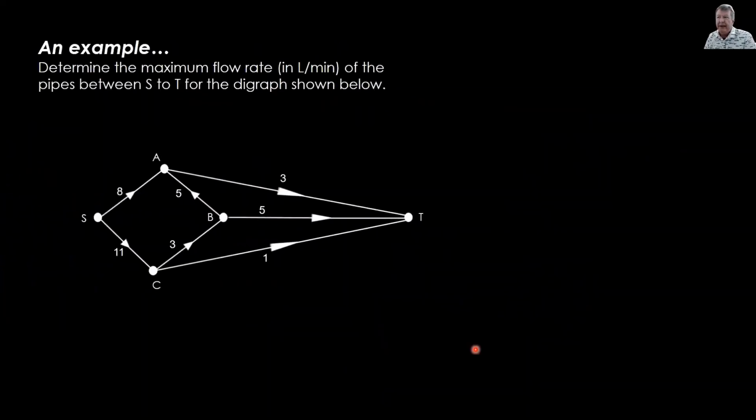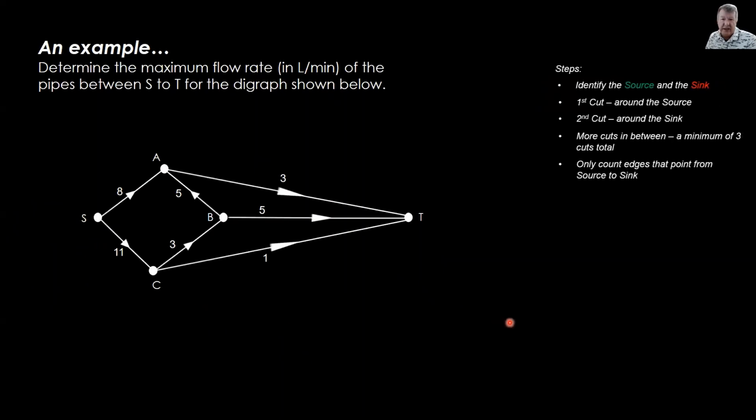Or one example anyway. Okay, determine the maximum flow rate in litres per minute. So it's obviously about a pipe. There's a liquid going down a set of pipes between S and T on the diagram just there. Okay, so first up, well, let's get these instructions back. First up, identify the source and the sink. All right, so arrow, arrow, correct. There's the source. Where are they going to? Identify the sink, arrow out, out, out. Yep, that one's the sink.